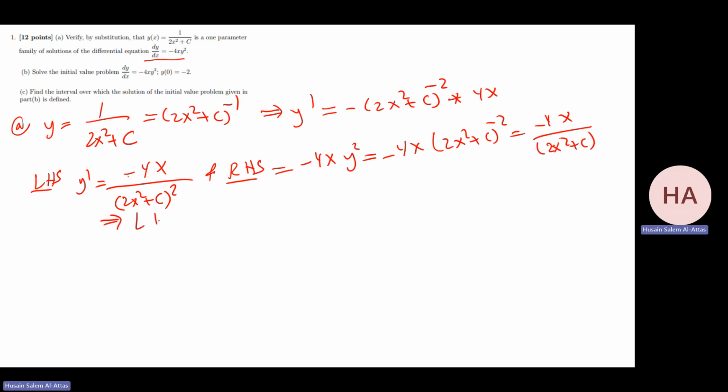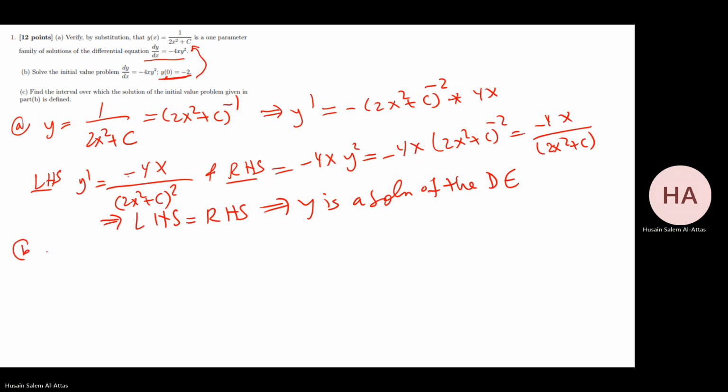So very clear, left-hand side equals right-hand side. So y is a solution of the differential equation. Okay, what else? Now he put a condition, so I need to find the c using the condition. You have only one constant. I have minus 2, which is y, equal 1 over c. So I have minus 2c equal 1, so c equals minus half. So it will be the solution.